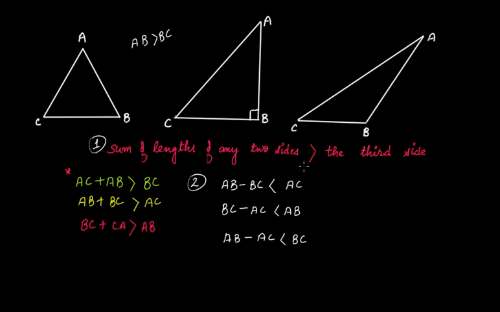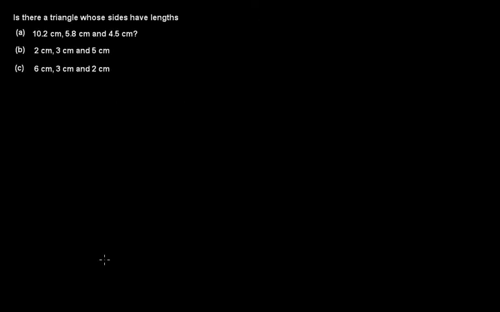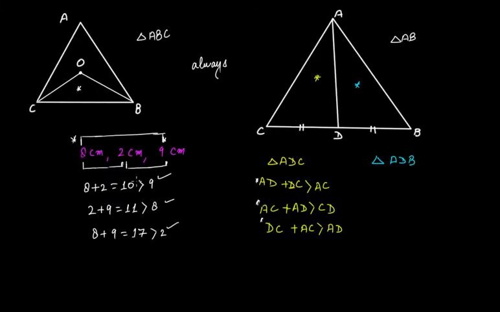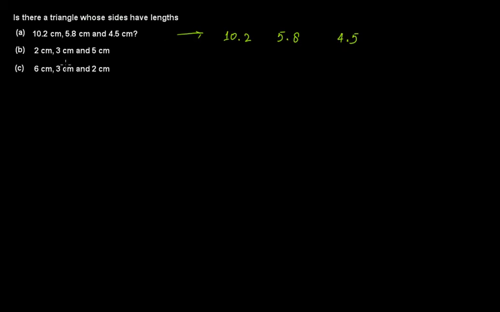Okay, let's do some problems here. Is there a triangle whose sides have lengths 10.2 centimeter, 5.8 centimeter and 4.5 centimeter? First, let's solve for this one, for A. So you have three values, 10.2, 5.8 and 4.5. We have solved some similar problems, right? Same thing we'll do here.